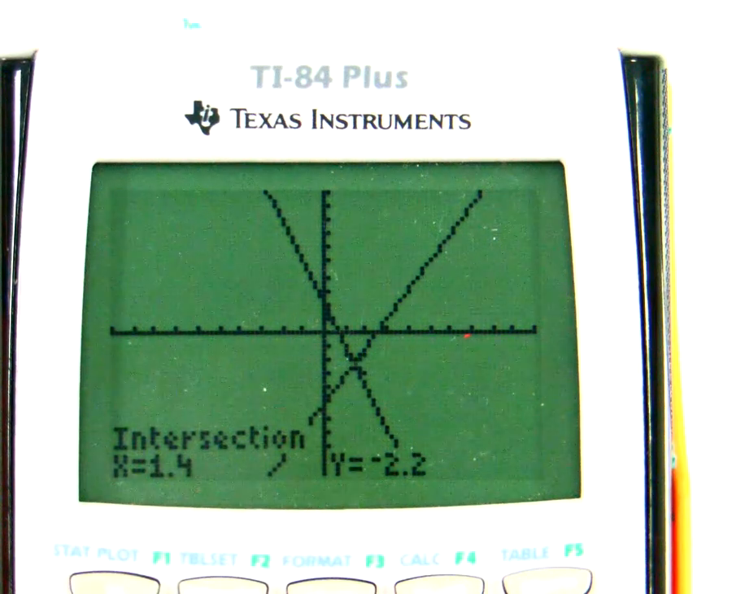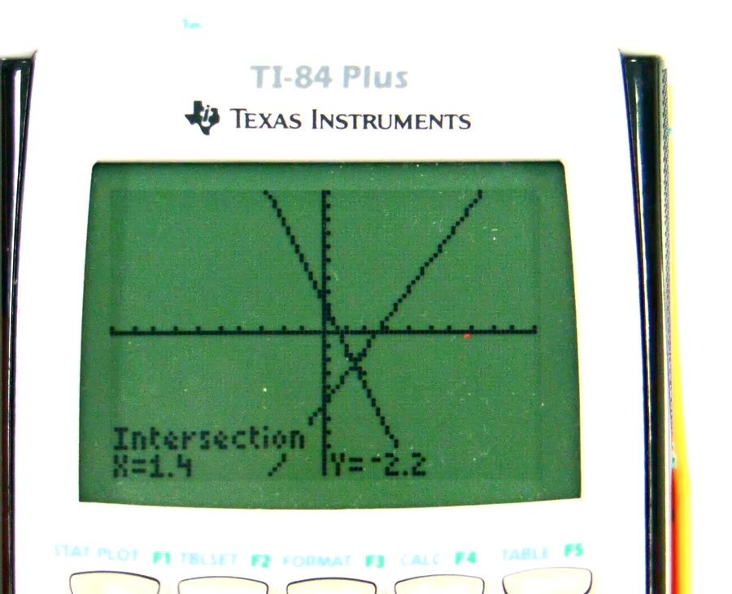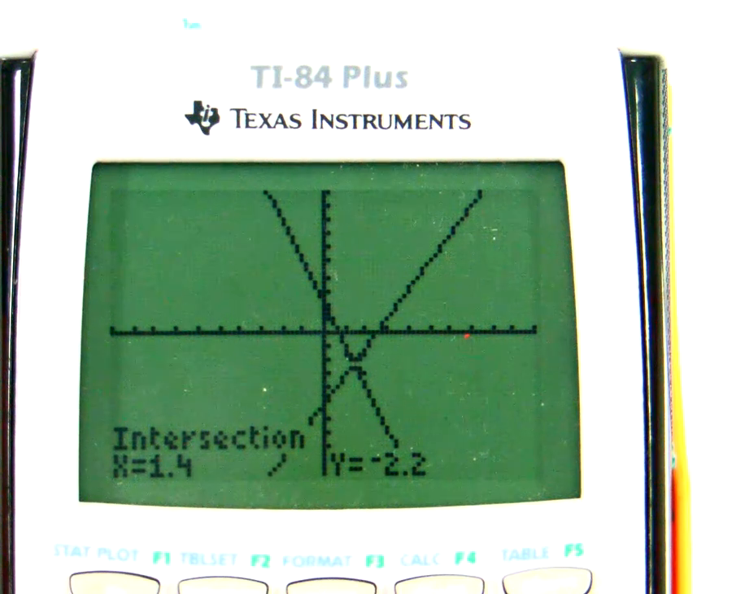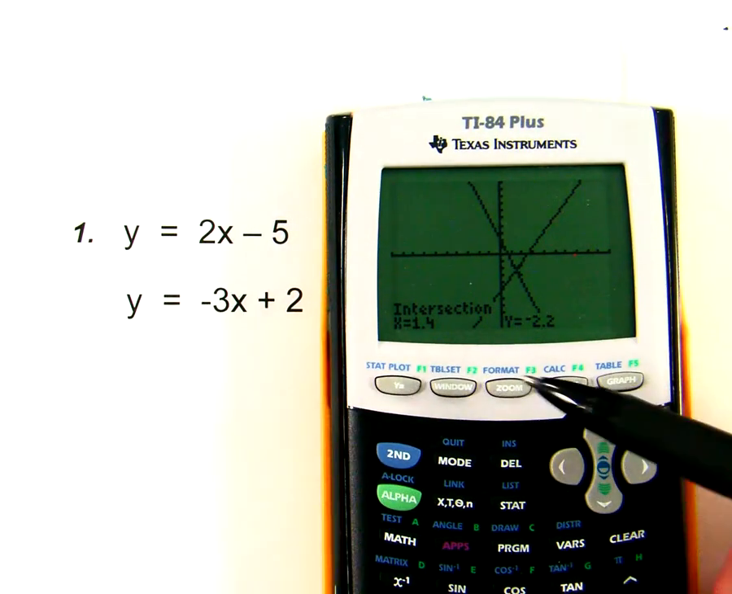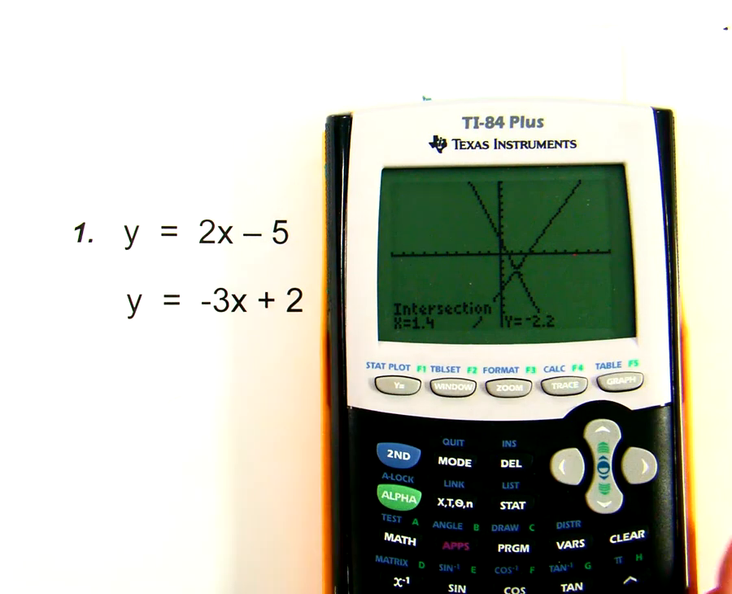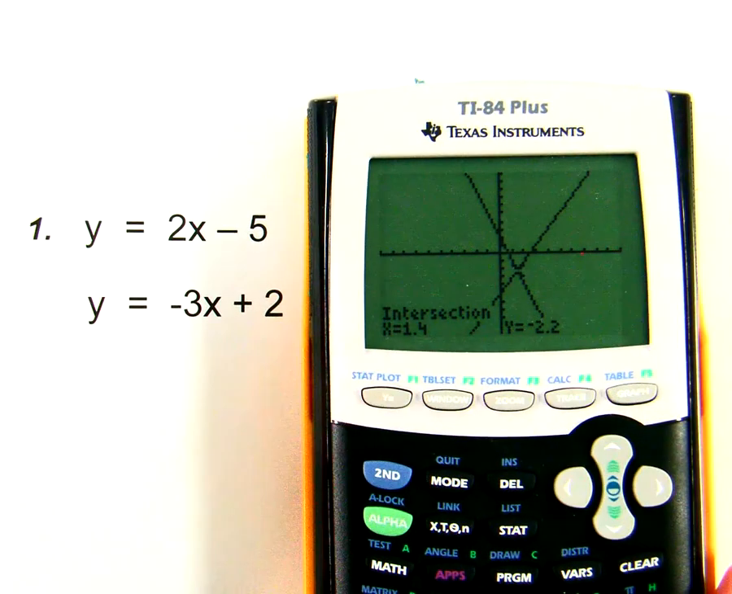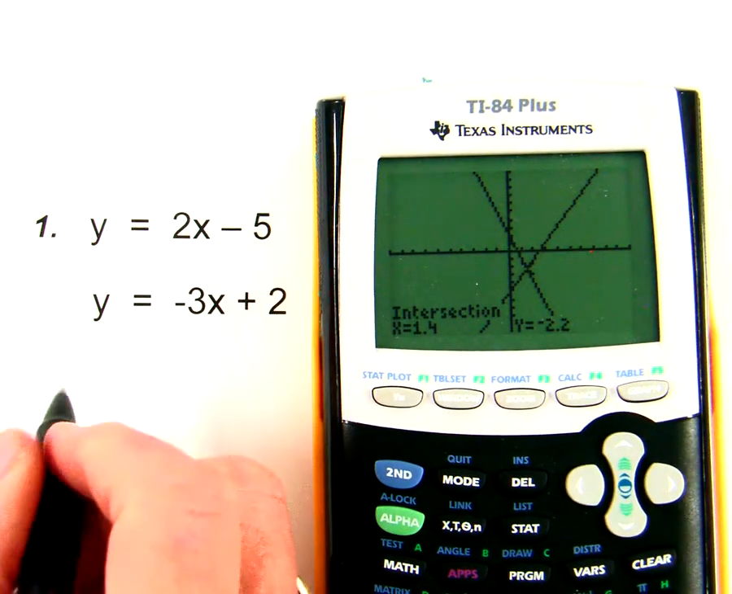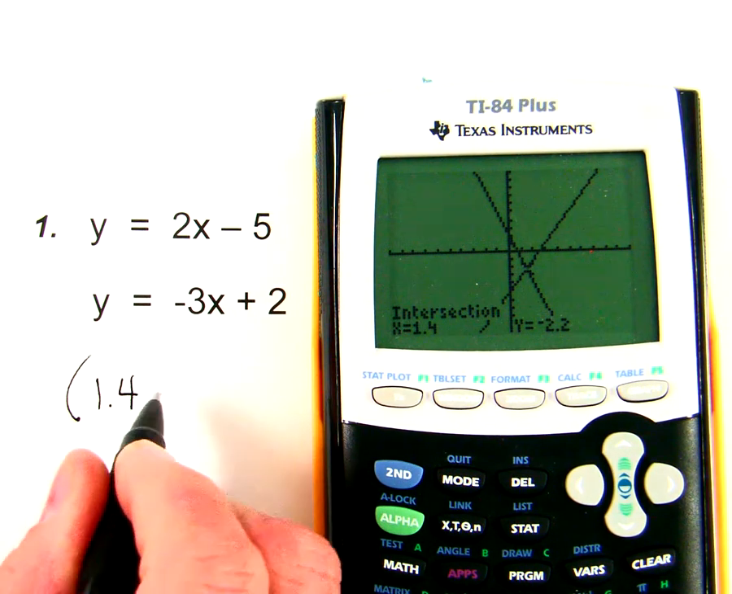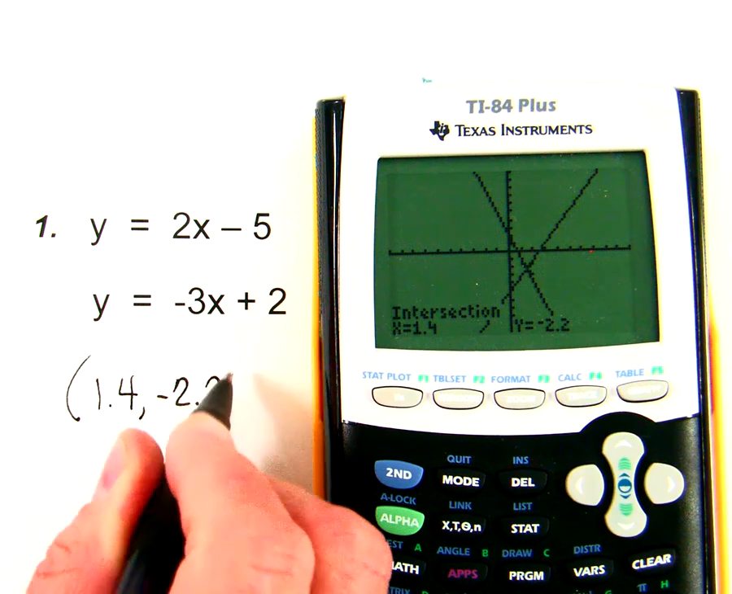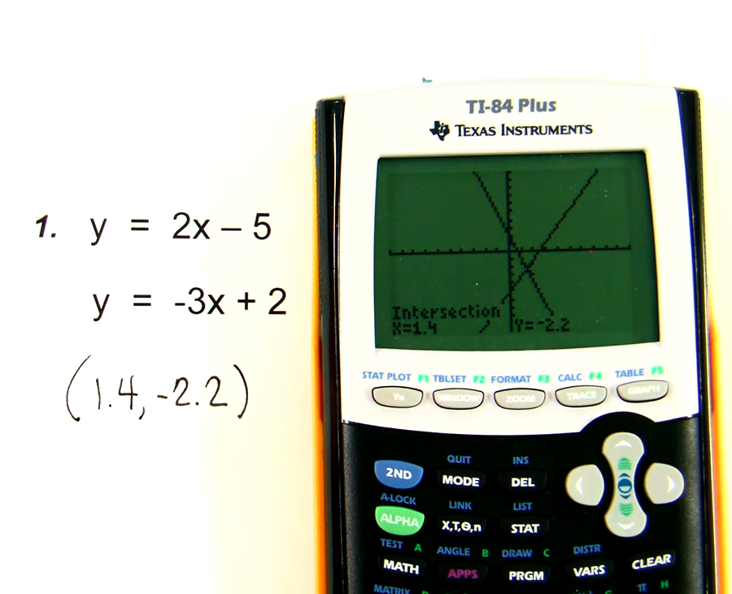Okay? So, the intersection of these two lines, the solution to the system of equations, is the point x equals 1.4, y equals negative 2.2. So the solution written as a point is (1.4, negative 2.2).